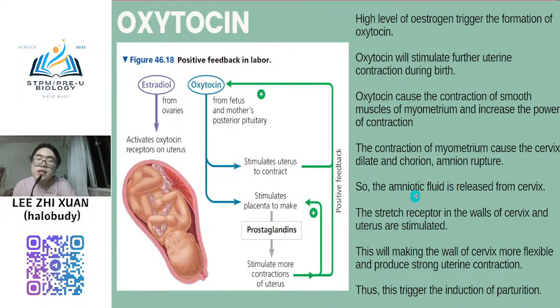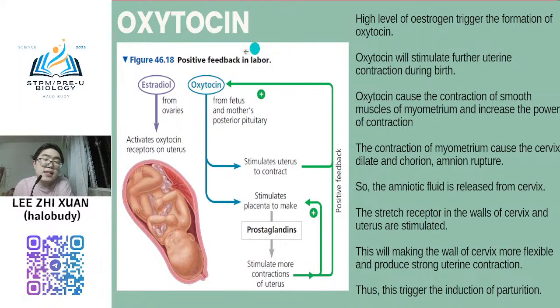This is one of the signals to the woman and also other people that this woman is going to give birth already. The baby wants to come out already. Also, the stretch receptors in the wall of the cervix in the uterus are stimulated. So the wall of the cervix will be more flexible and produce strong uterine contraction. This will trigger the induction of parturition.